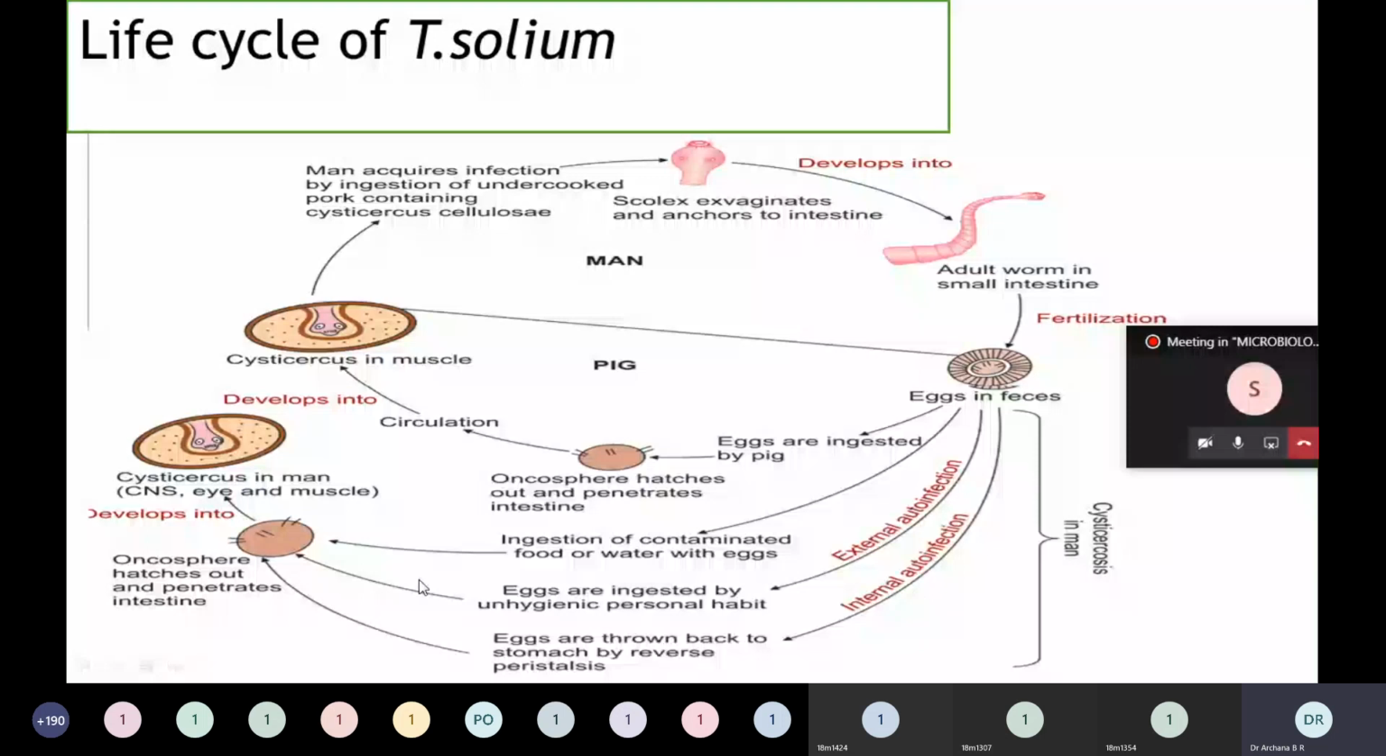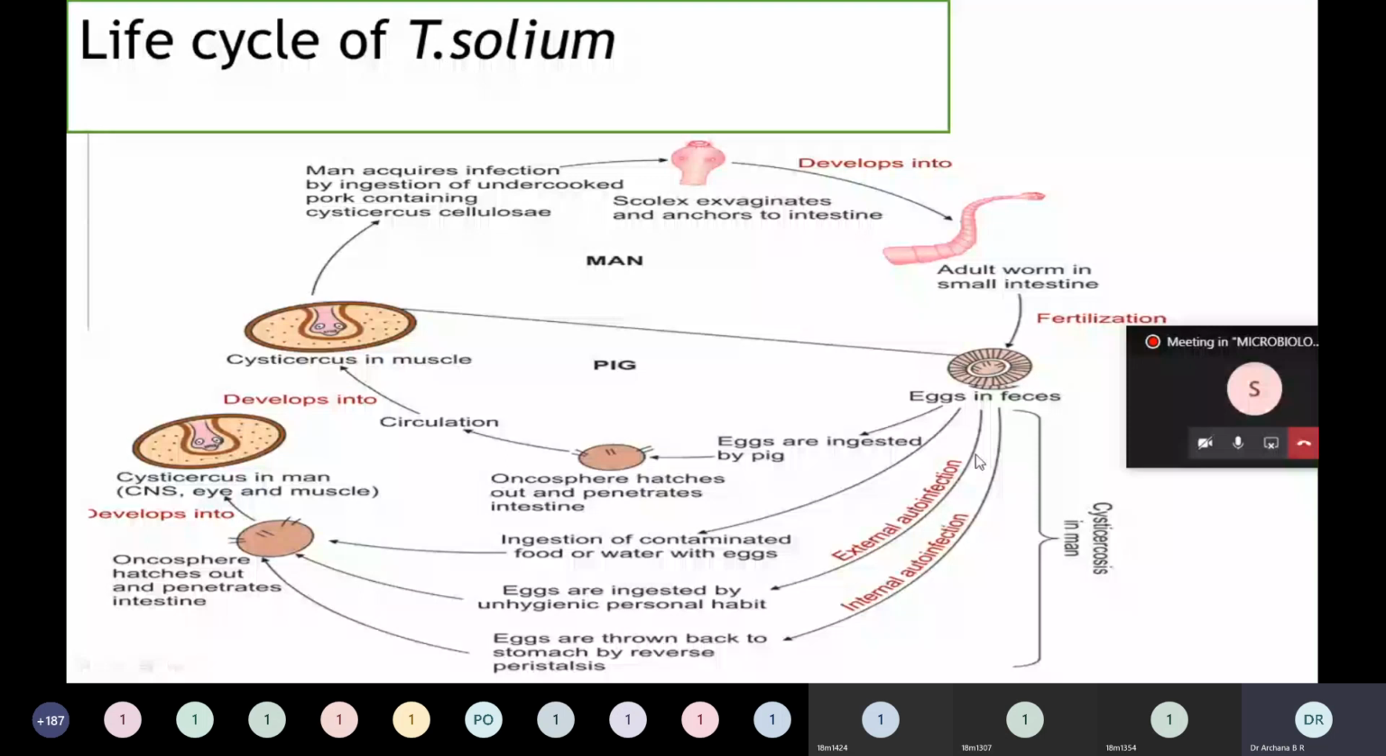The oncosphere hatches out and penetrates the intestine, and it develops into the cysticercus, which then either gets seeded in the CNS, eye or muscle. So in man, the development of cysticercus is a dead end. It does not undergo further development.